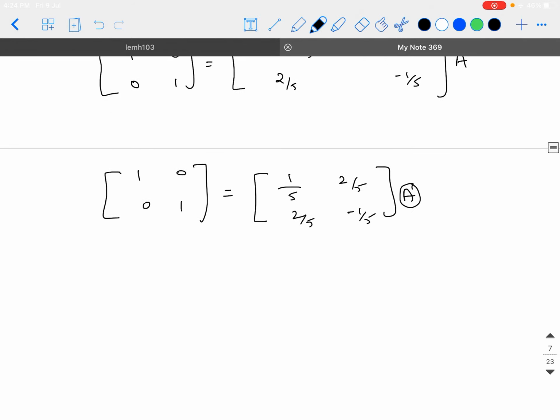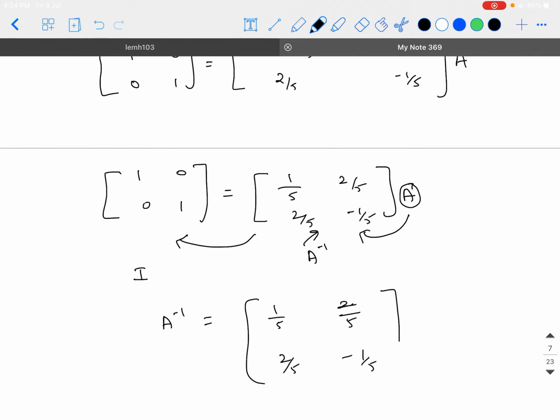We know that any matrix multiplied with its inverse will give you the identity matrix. Hence A inverse is [1/5, 2/5; 2/5, -1/5]. The same problem can be solved using column operations also. That part I am leaving to you. You guys solve it and let me know if there is any doubt.